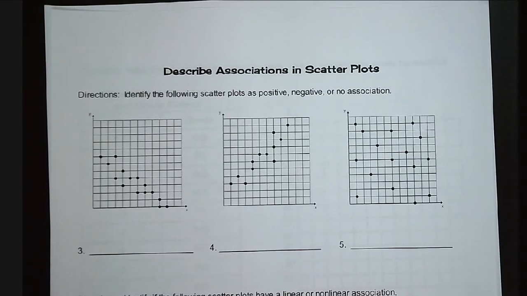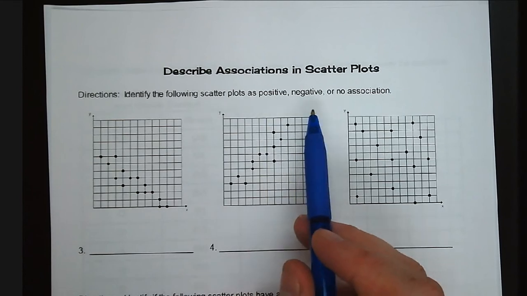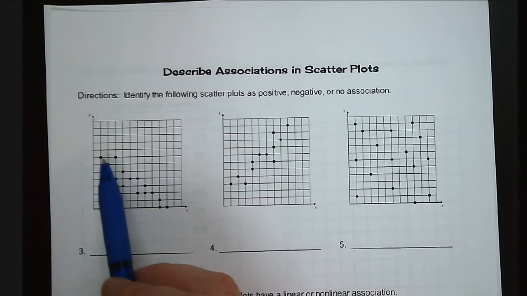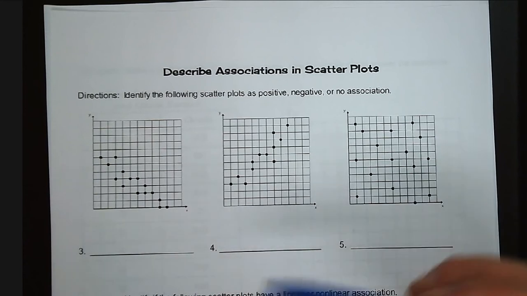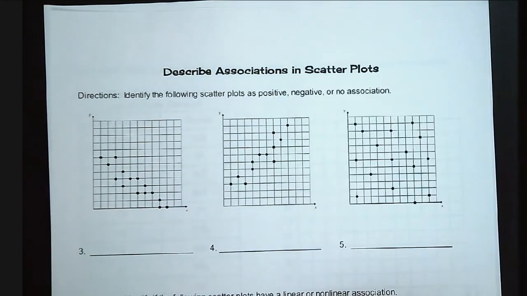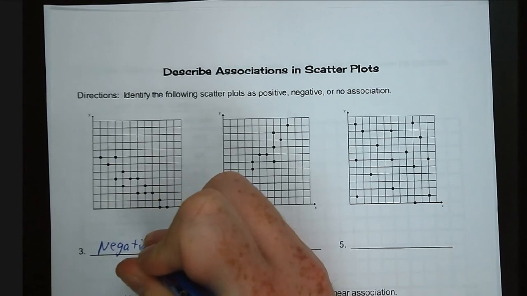All right. Describe associations in scatter plots. So we are going to describe what we're seeing here. Now, on the top, our first section is asking us to identify whether they are positive, negative, or no association. So this first one is going to be negative. You can see as we go left to right across the graph, the data points look to be going down. So it's going to be a negative association.